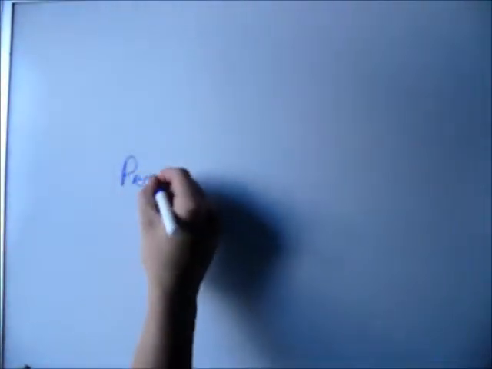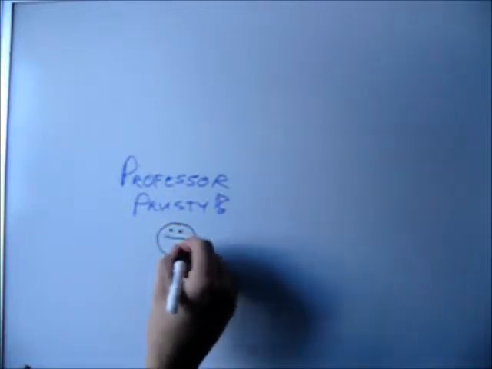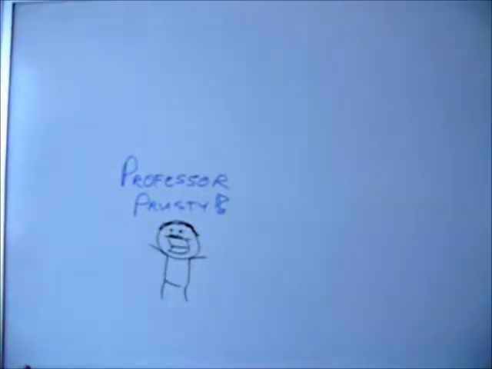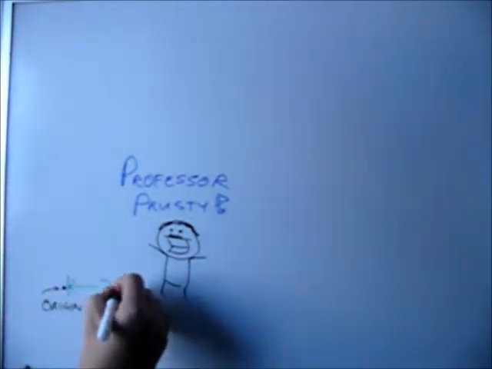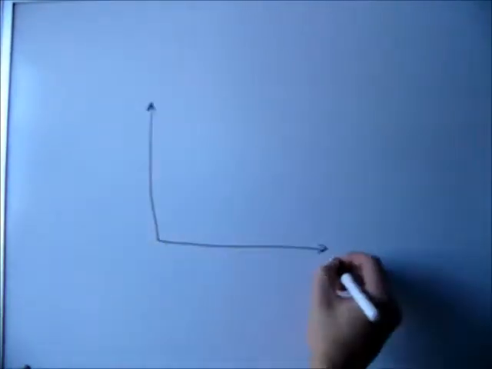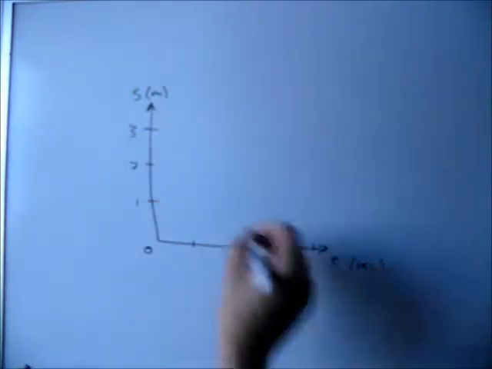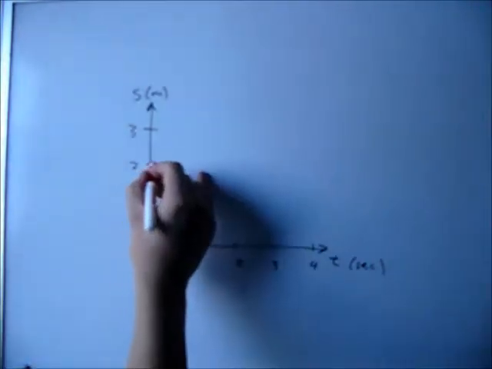Excellent. So let's take a look at three different scenarios. Let's take Professor Prusty here, and he's doing the most basic thing. He's standing still, not moving anywhere. So compared to the origin, he is always 2 meters to the left of it. So the graph is going to look like this. You have your position on the y-axis, the time on the x-axis, and the position is constant over time at 2 meters.